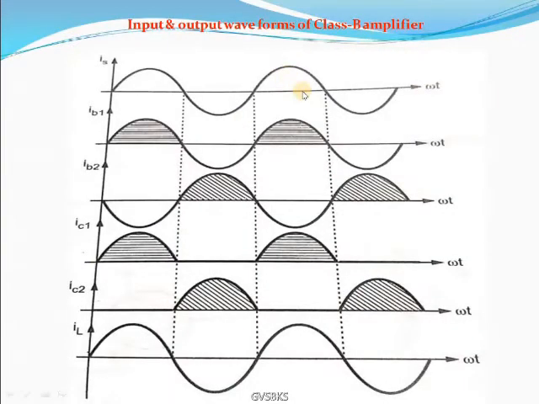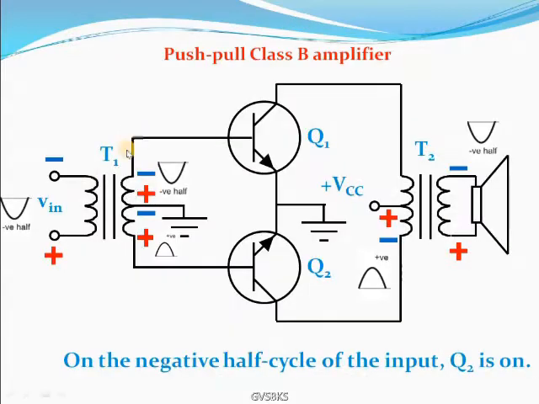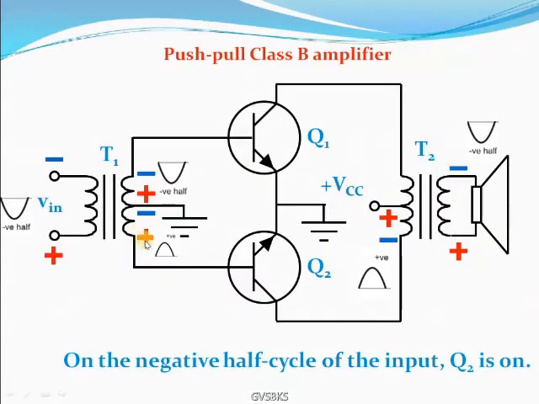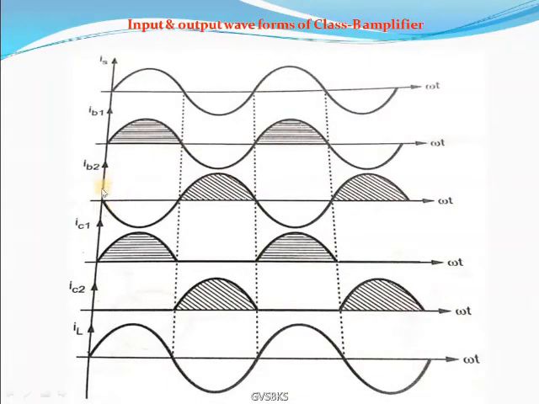If you observe the input and output waveforms, this is the input AC signal, and these signals are the base currents IB1 and IB2 of the Q1 and Q2 transistors. As the upper side of the primary transformer is given to Q1, IB1 is in phase with the input signal. As the downside is given to the Q2 base, IB2 is in the opposite direction, exactly opposite to the input signal. Therefore, IB1 and IB2 are equal in magnitude but opposite in sign.